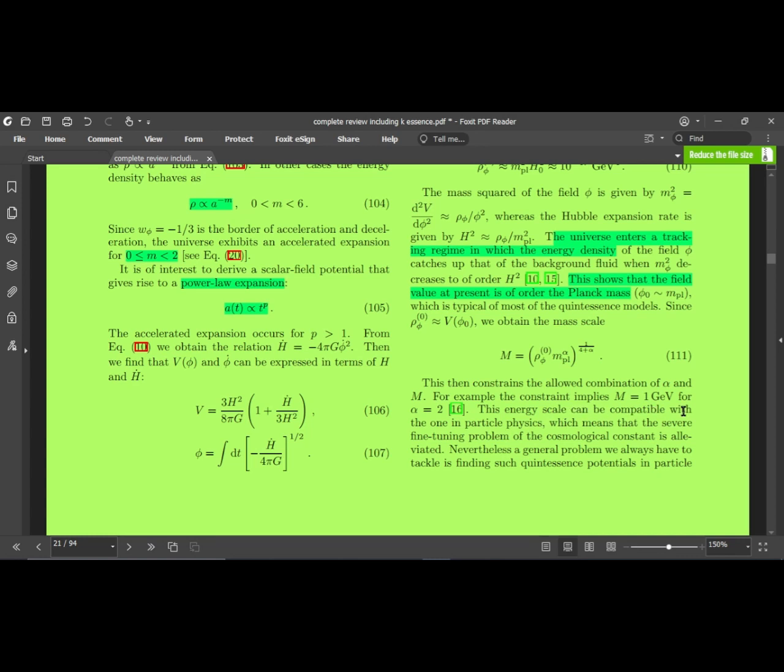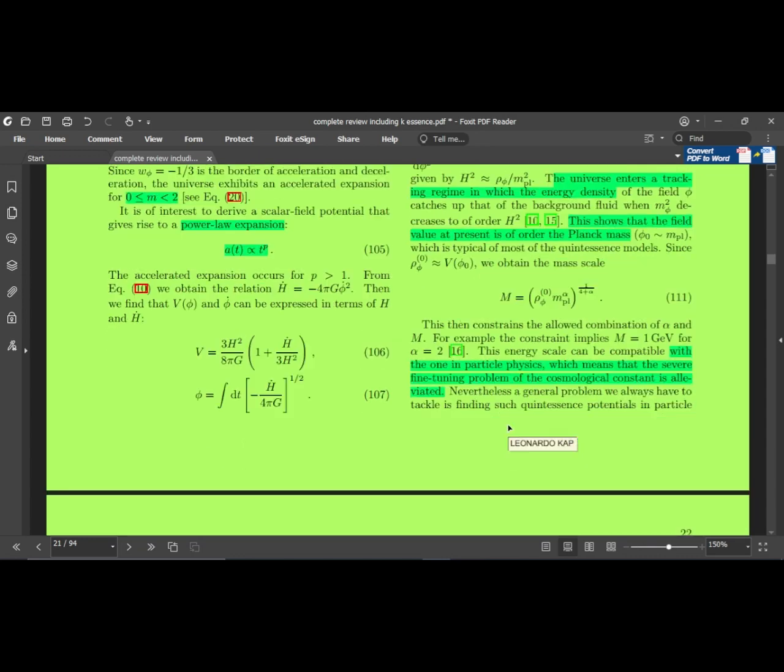This energy scale can be compatible with the one in particle physics, which means that the severe fine-tuning problem of the cosmological constant is alleviated. Now this thing is basically dynamical. What does it say? That 1 GeV can be found in particle physics, which means that the fine-tuning problem does not exist in the quintessence model, whereas we invoked fine-tuning in the Lambda cosmological model. That was the important problem with the Lambda CDM model, which has now been addressed dynamically.